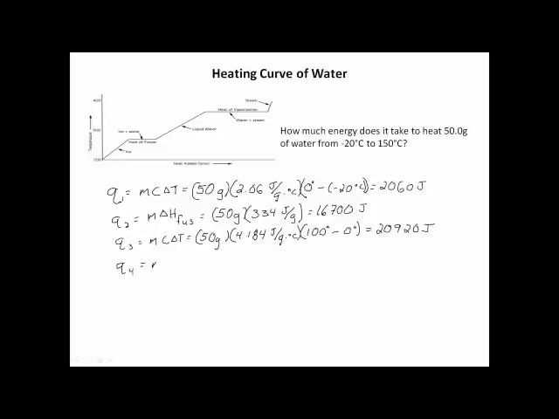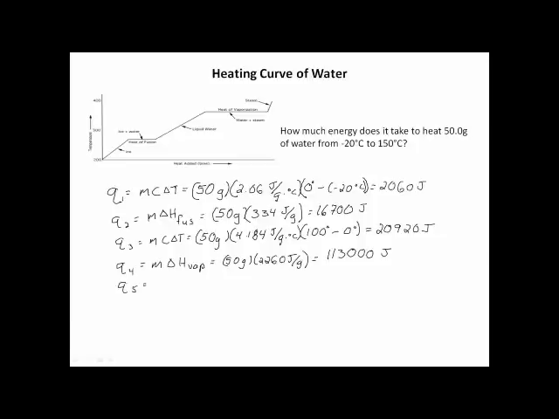Q4 is our M ΔH, this time of vaporization. We got 50 grams, and for water boiling it is 2260 joules per gram. That's going to give us 113,000 joules. You notice that boiling takes a lot of energy.